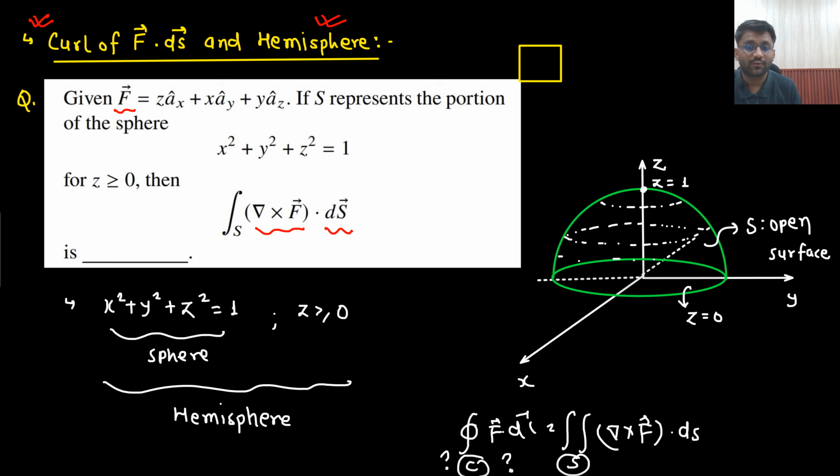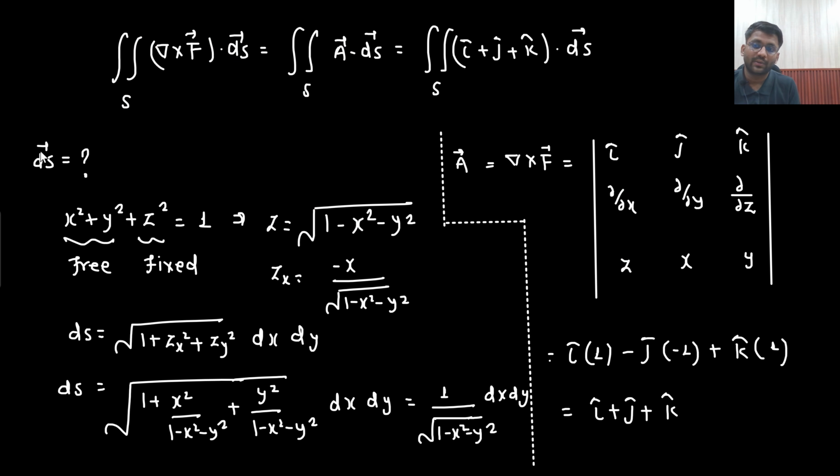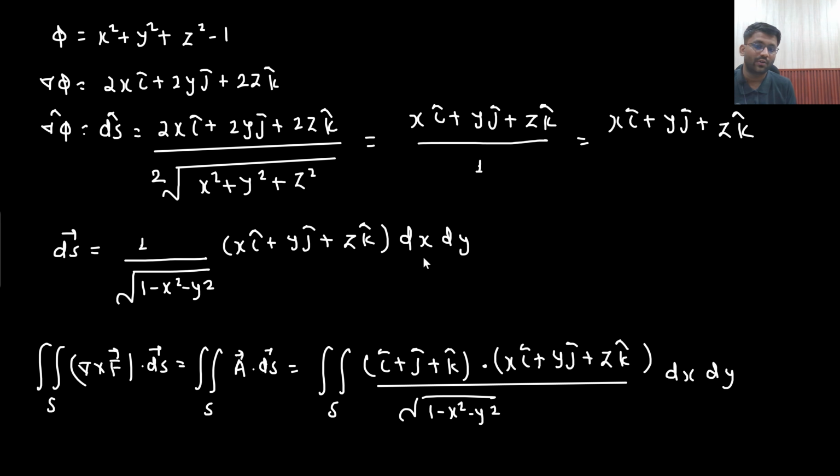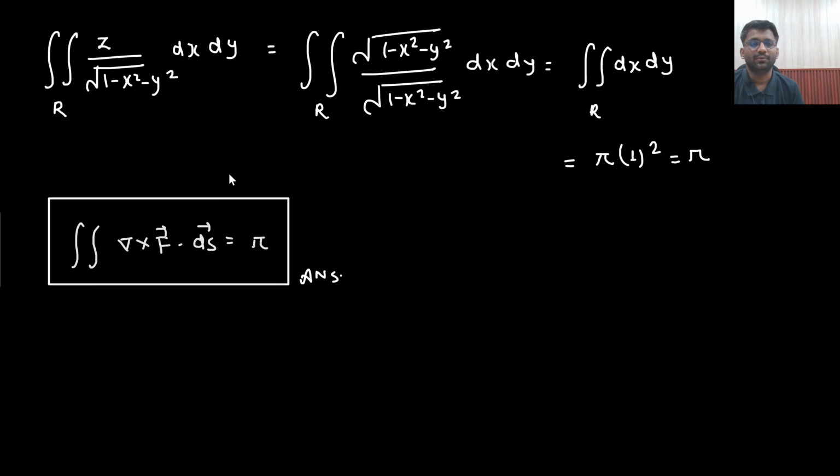The only option that was left for me was that you calculate the dS vector in this manner. First of all, it will take a lot of time. After that, you calculate del cross F, then you do this calculation, and you use so much of your brain that this will come out to be 0, z upon under root x square minus y square, and this will simply be equal to the area. The answer is pi. This much you do.